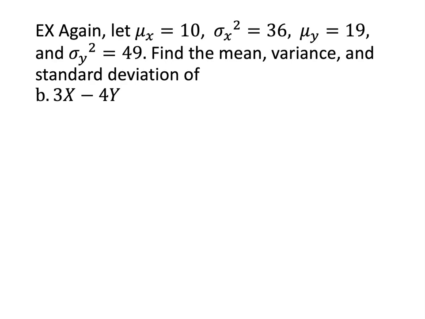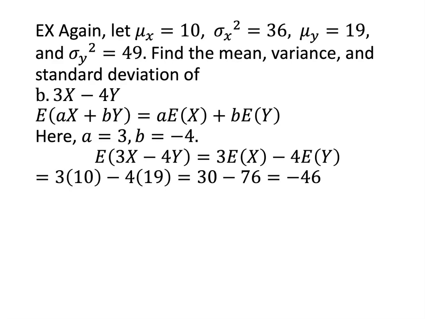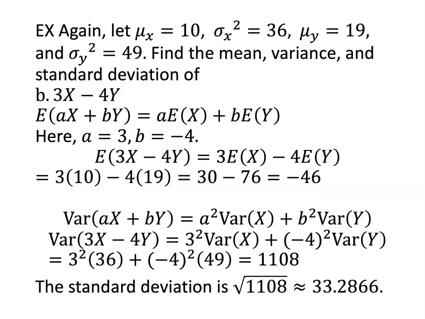So again, let the mean of x and the variance of x be 10 and 36 respectively. Let the mean of y and variance of y be 19 and 49 respectively. Find the mean, variance, and standard deviation of 3x minus 4y. Well, the mean will be different because in this case b equals negative 4, not 4 like in the previous problem. The expected value of 3x minus 4y is 3 times the expected value of x minus 4 times the expected value of y. So it's 3 times 10 minus 4 times 19, 30 minus 76, which is negative 46. In the previous problem this was a plus, but not here.